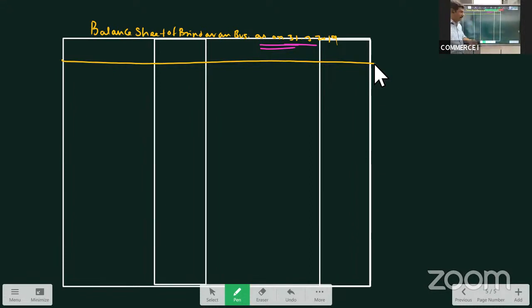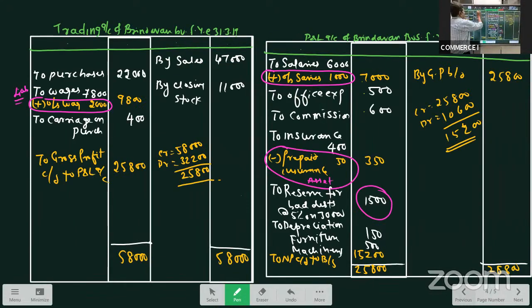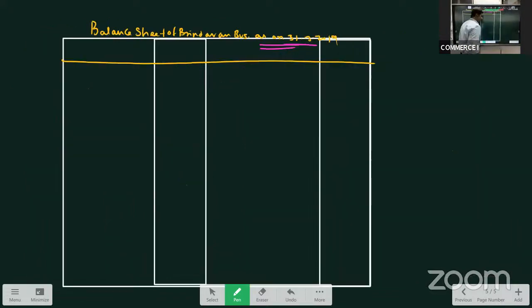That is why the heading. I'm trying to emphasize: I wrote for the year ended on in the trading and P&L account, but in the balance sheet, I wrote as on. For the year ended on means it has the figures of the total year for all 12 months, right? But the balance sheet is not like that. The balance sheet is prepared on one particular date and the balance as on that date only will reflect in our balance sheet.